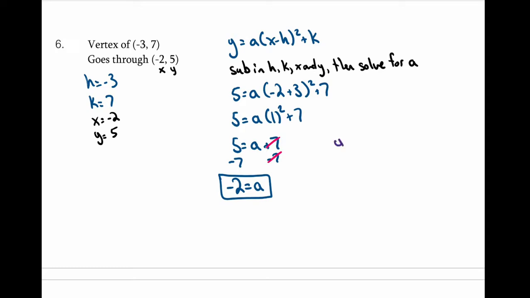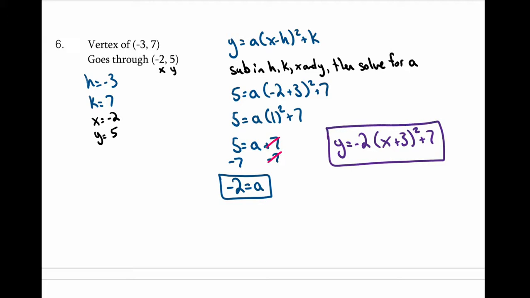Now I can rewrite my general form, plugging in the a, h, and k. a is negative 2, x minus negative 3, or minus h, but minus negative 3 becomes plus 3 squared, and then plus k, or plus 7. And there is the equation of this quadratic with a vertex of negative 3, 7, and going through the point negative 2, 5.